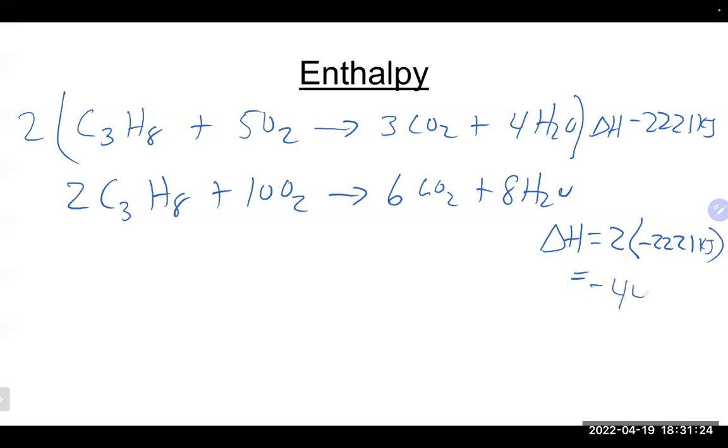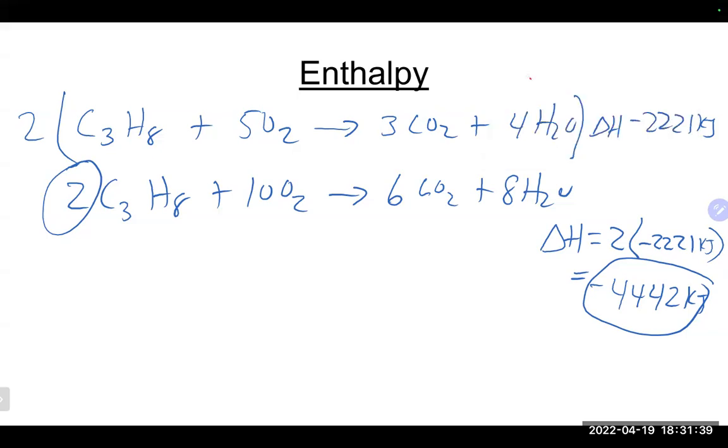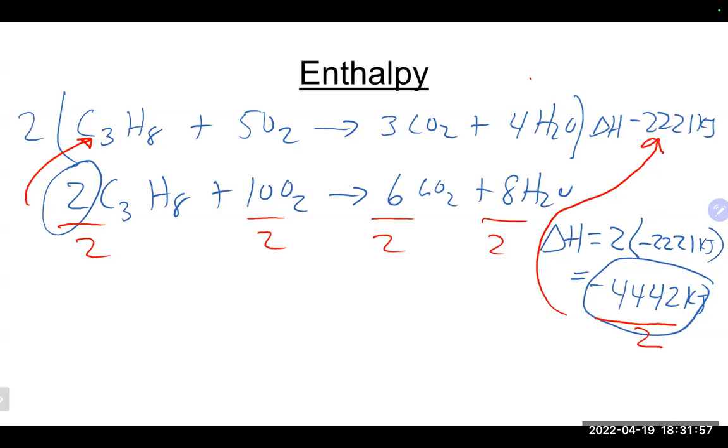And that would get you obviously some 4s there. So minus 4,442 kilojoules, which does make sense. We basically just double the amount of propane and we get twice the amount of energy that comes off. That also means that, for example, if you had an equation like the bottom one and you only needed 1 propane, you could go back through and divide everybody by 2, right? Which will take you back to our original equation. And what we would do with our delta H, we would divide it by 2, and that would take us back, obviously, to our original delta H value.